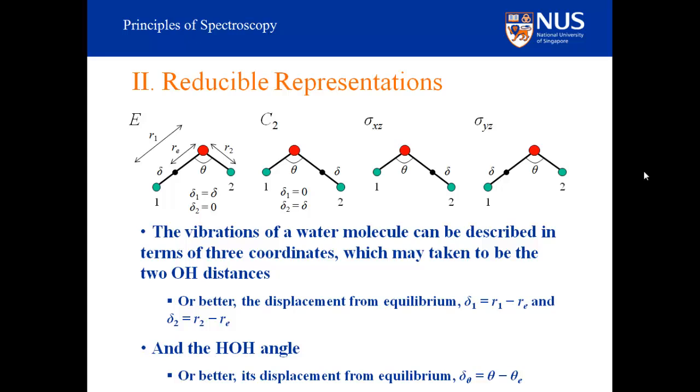So with these displacements defined, let us look at the effect of the symmetry operations on these displacements. The effect of the symmetry operations on the displacement on atom 1, that is delta 1, is given in the diagram at the top of the page. The identity symmetry operation leaves the displacement unchanged. C2 moves the displacement onto atom 2. Sigma xz also moves the displacement onto atom 2, whereas sigma yz leaves the displacement unchanged.